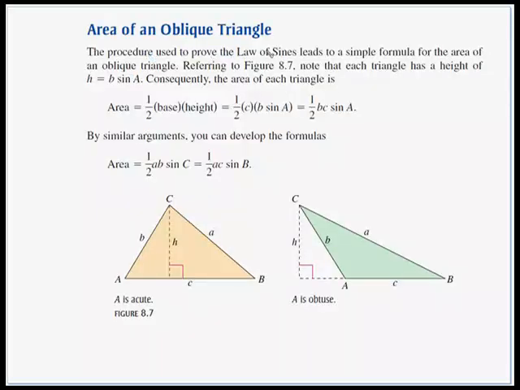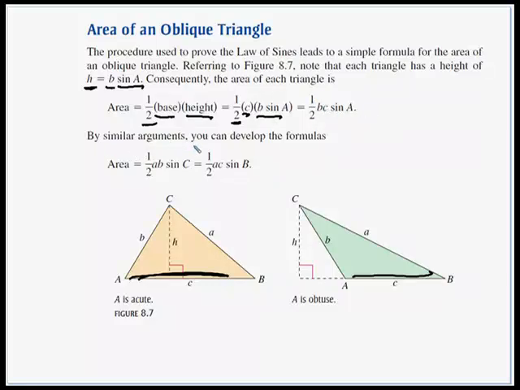The procedure used to prove the law of sines leads to a simple formula for the area of an oblique triangle. If we look at the figure below, note that each triangle has a height h equal to b times the sine of A. Consequently, the area of each triangle is, we know this formula from years and years of math, half base times height. Well, half, the base is c, and the height is b times the sine of A, or 1/2 bc times the sine of A.